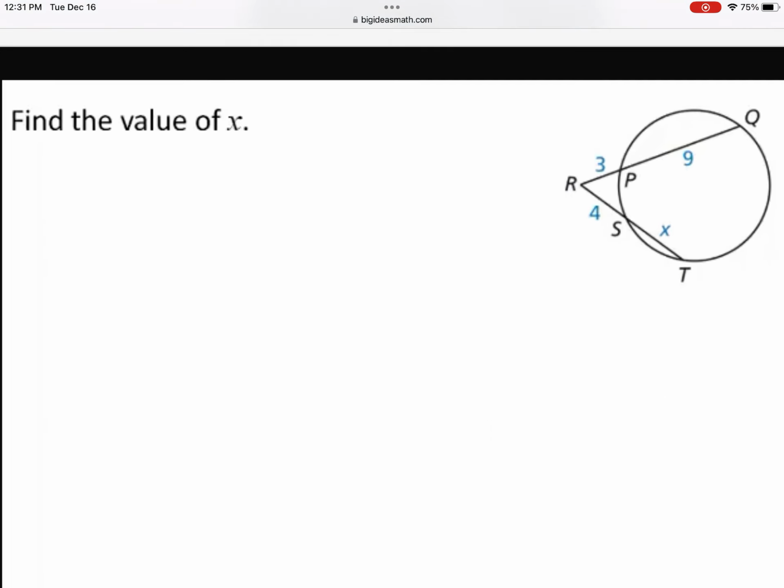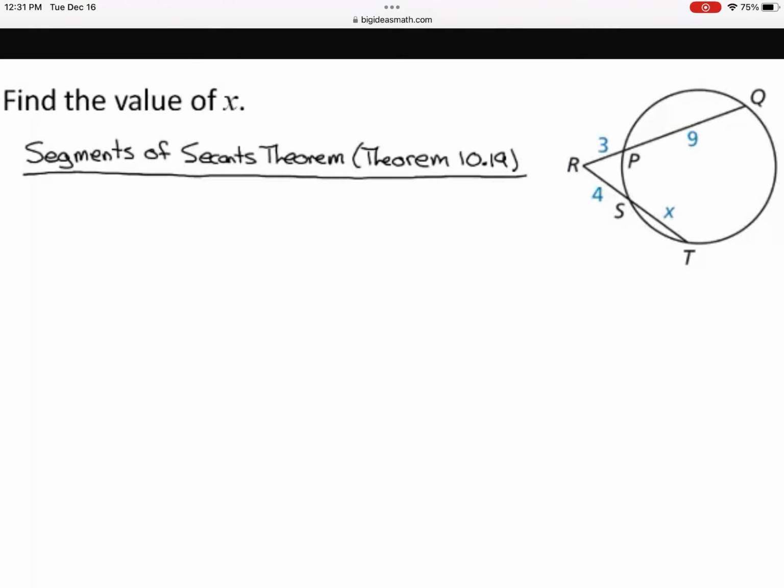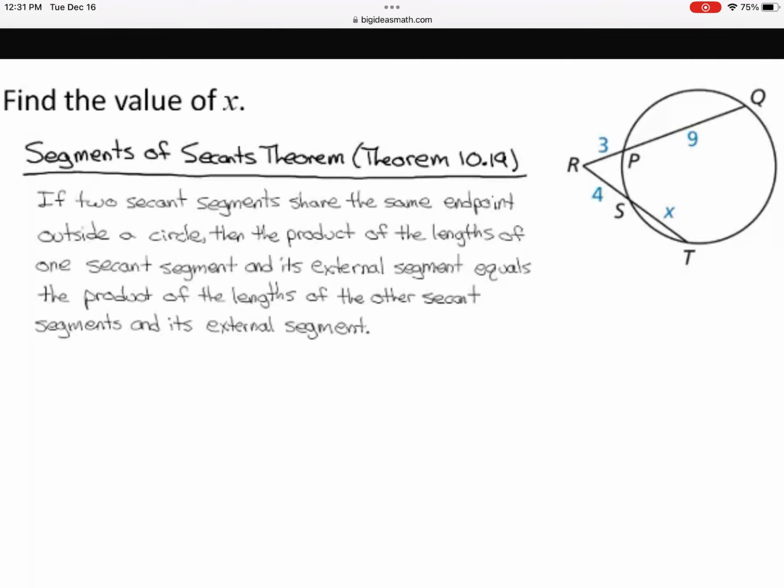Find the value of x. Use the segments of secants theorem, which says that if two secant segments share the same endpoint outside a circle, then the product of the lengths of one secant segment and its external segment equals the product of the lengths of the other secant segment and its external segment.